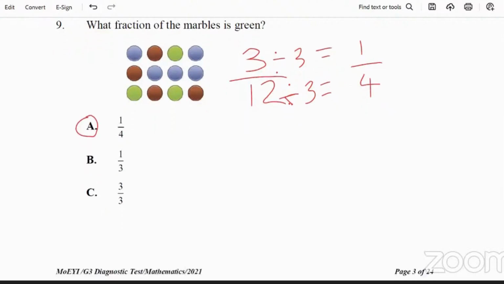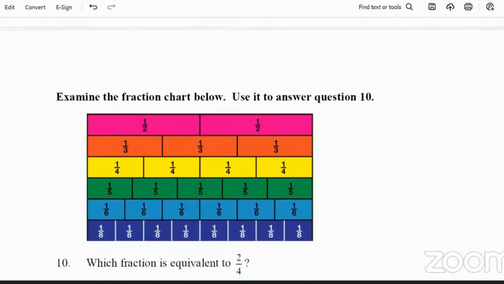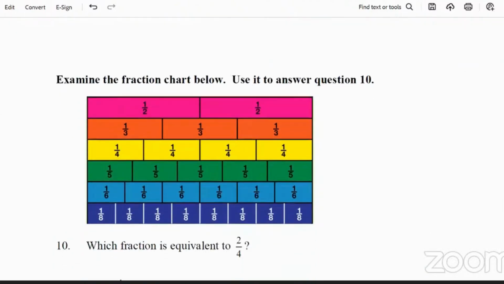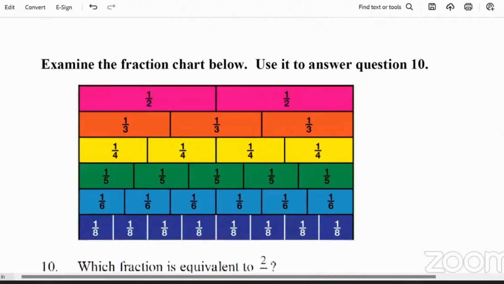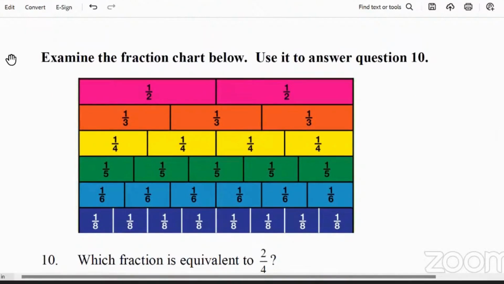Moving on, we are now going to question 10. It says, examine the fraction chart below. Use it to answer question 10. All right, I'm going to make the fraction chart a bit bigger, then we go to look at the options. So here's the fraction chart. Half, then it's divided into thirds, then 1/4 and fifths, and so on. All right, so first 2 parts, then 3 parts, then 4, then 5, then 6 parts, then 8 parts.